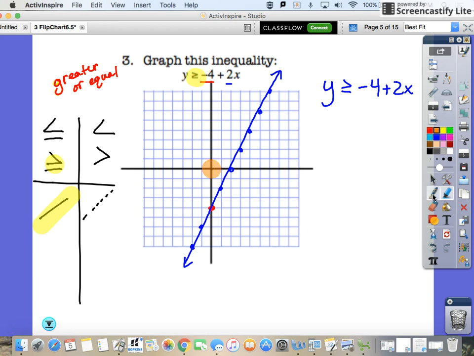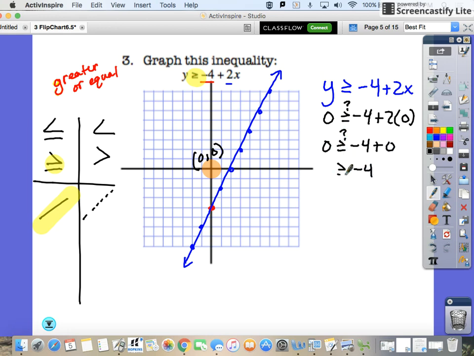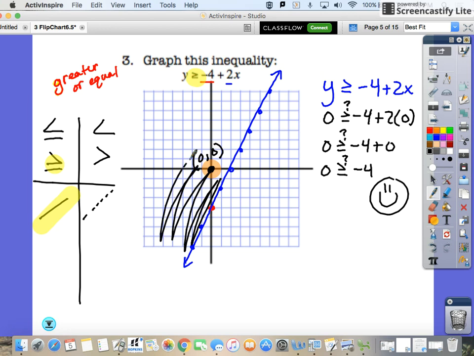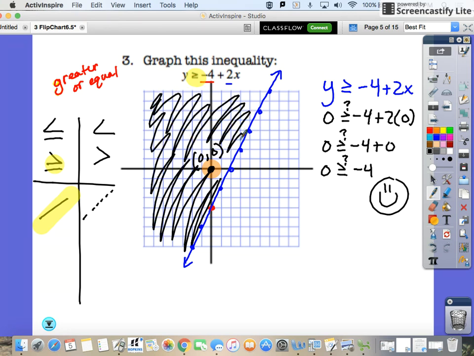So when I choose 0, 0, I make sure it's not on the line, first of all. And then I put this in. Y is 0. And I ask, is that greater than or equal to negative 4 plus 2 times 0? Well, this side is negative 4 plus 0. Is 0 bigger than negative 4? Is that the appropriate number? Yes. So since I tested this number right here and it worked, that means this is our feasible region. This is our successful region, okay?